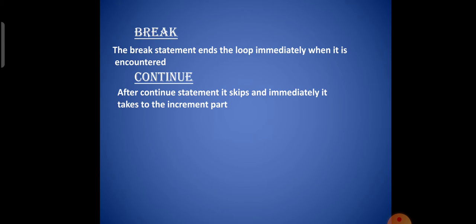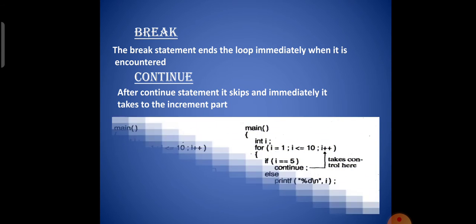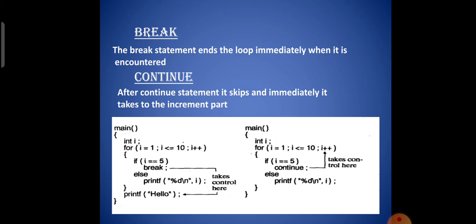Now let's see about break and continue. The break statement ends the loop immediately when it is encountered. After the break statement, it will come out of the loop. Now let's see about continue. After the continue statement, it skips the rest and immediately goes to the increment part. This is the example given for break and continue.